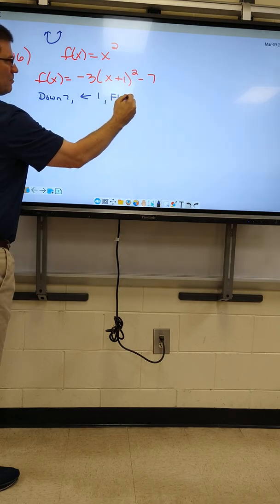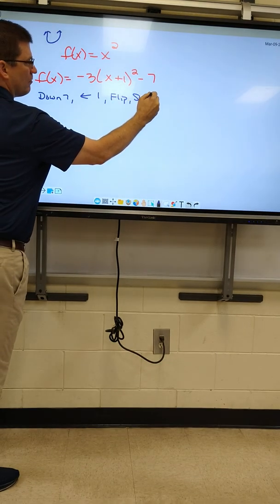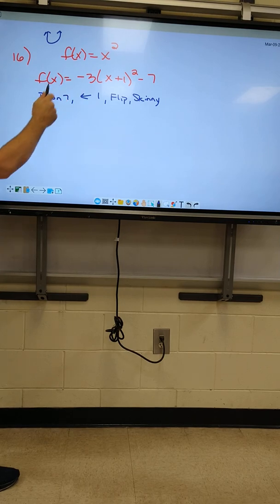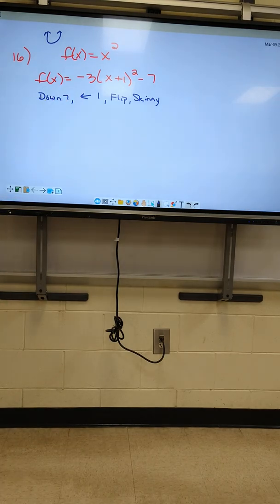Why is it a flip again, Adam? Because it's got a negative. If it doesn't have a negative, you don't have to flip it. So you're just going to have to write down the 4 changes on the test tomorrow. You're not going to have to graph it. So you guys can do 17 and 18 by yourself. Y'all do those real quick, and then we'll do 20.